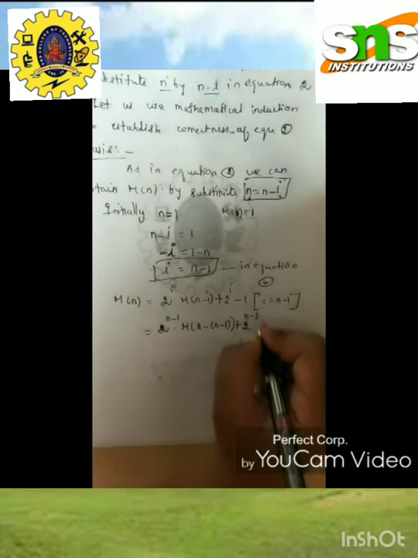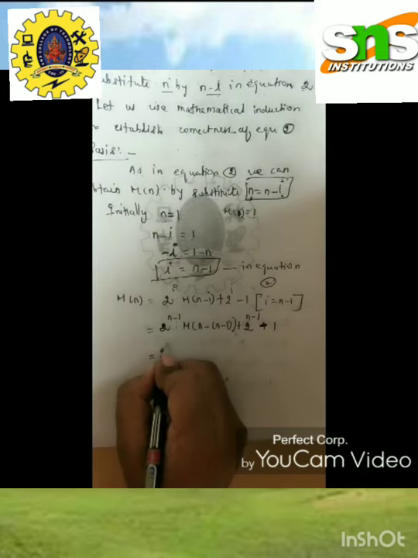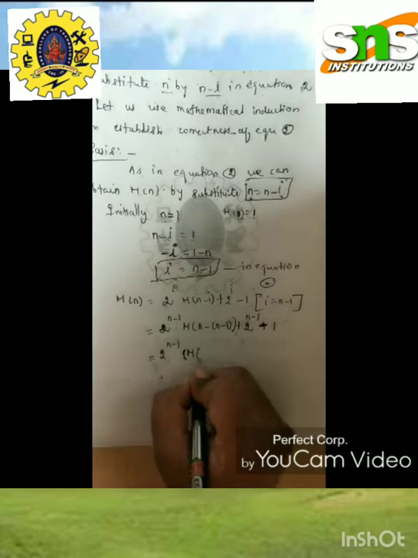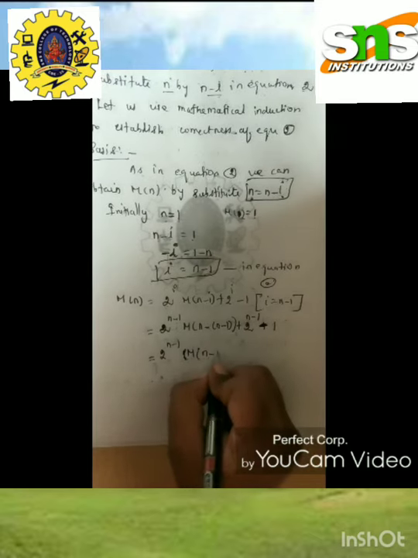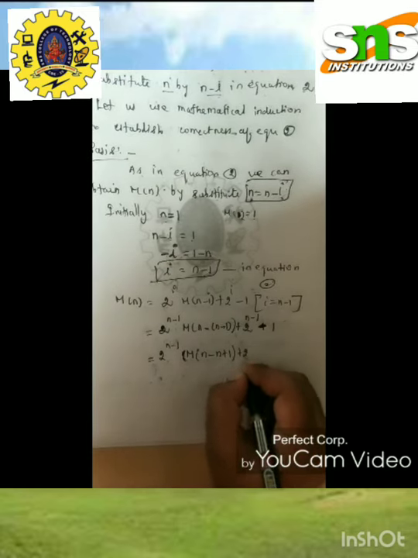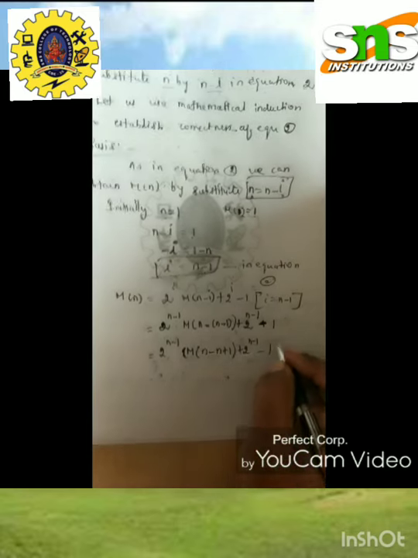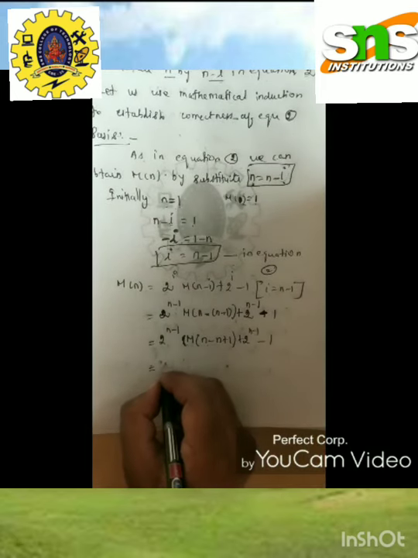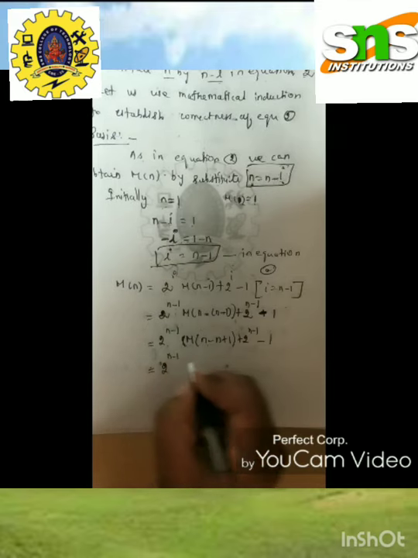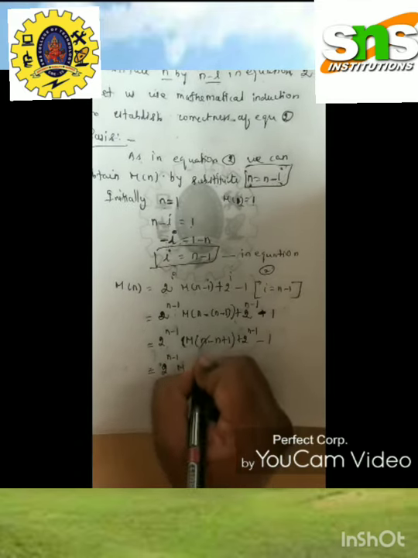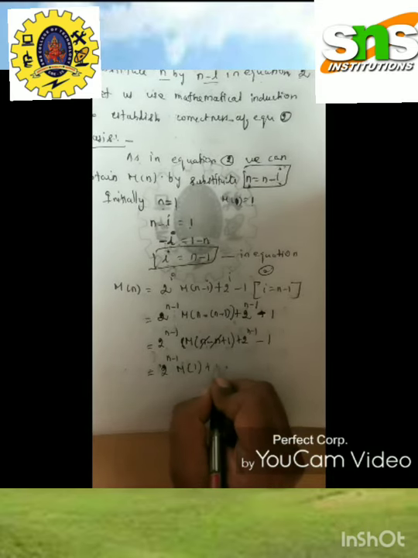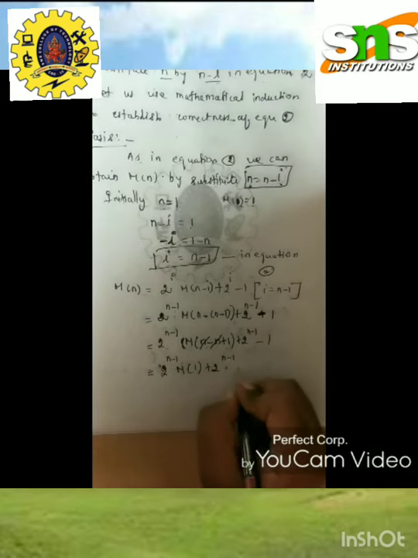Okay, so here I want to simplify 2 power n minus 1, m of n minus n, minus into minus plus 1, plus 2 power n minus 1 minus 1 is equal to 2 power n minus 1. So in the previous step, n minus n gets cancelled. So we have only m of 1 plus 2 power n minus 1 minus 1.